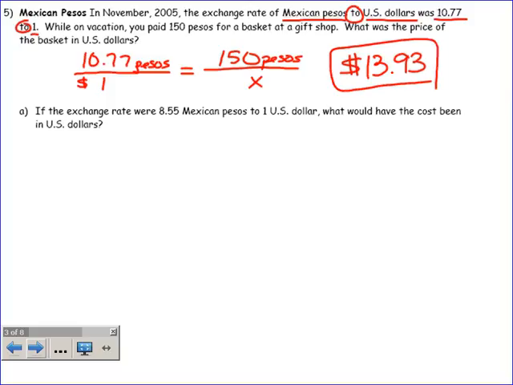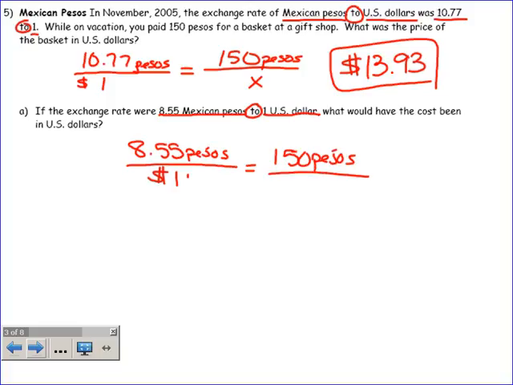Okay. If the exchange rate were this many Mexican pesos to US dollars, what would the cost have been in US dollars? So it's using the same problem, just like, hey, the exchange rate is different. Pesos to $1, well, dollar, I guess I can write it this way. And again, you paid 150 pesos. Because honestly, the rate changes at least once a day. It depends on a lot of different things, but it changes more than once a day. If their prices stay the same, how much does that basket cost you now?